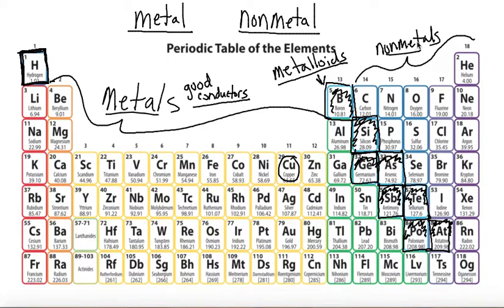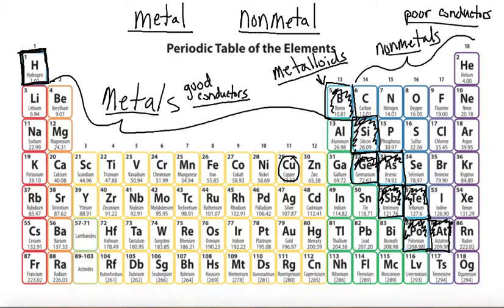The nonmetals, though, are pretty poor conductors. If we were to try to use those as wires in our houses, they're not really going to work very well. Sulfur does not really conduct electricity at all. Chlorine, oxygen, they don't really conduct electricity very well. So for the most part, our nonmetals don't do that.